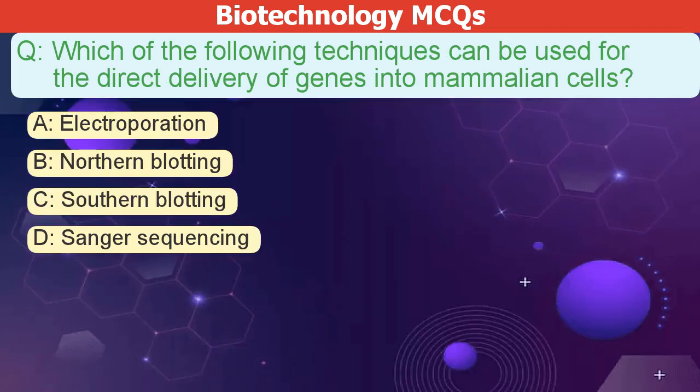Which of the following techniques can be used for the direct delivery of genes into mammalian cells? A. Electroporation. B. Northern blotting. C. Southern blotting. D. Sanger sequencing.